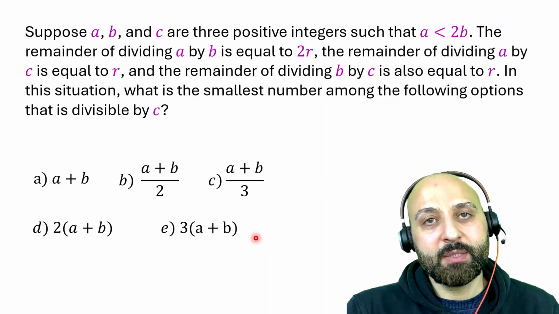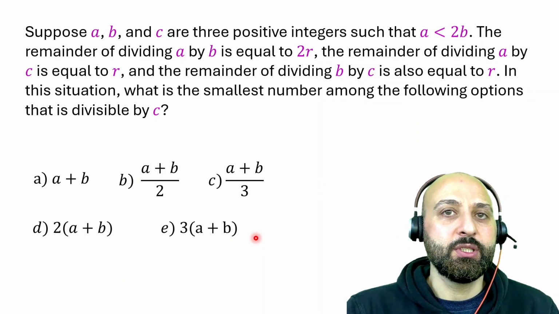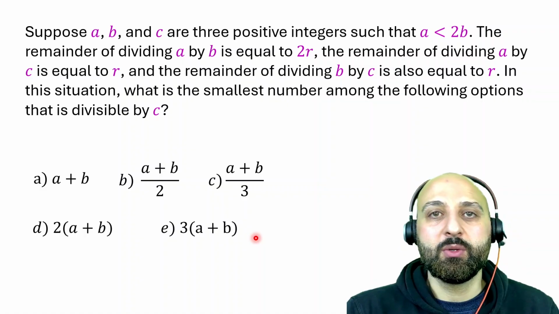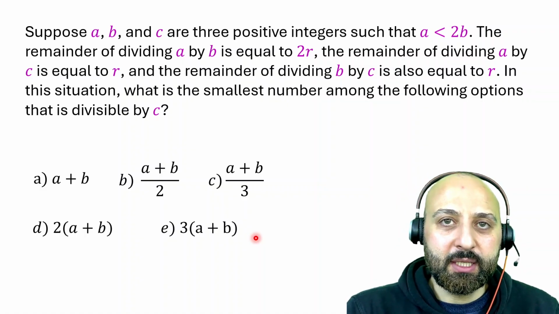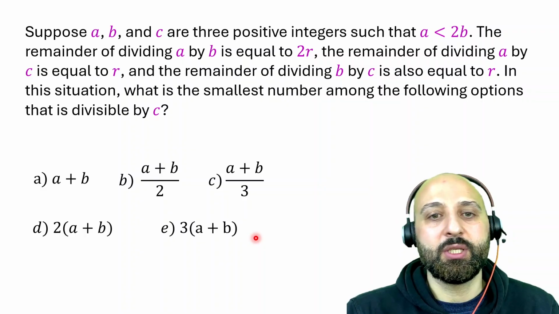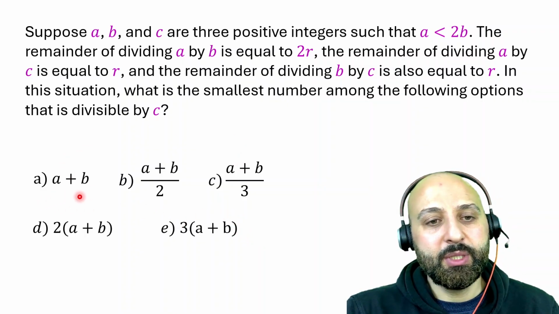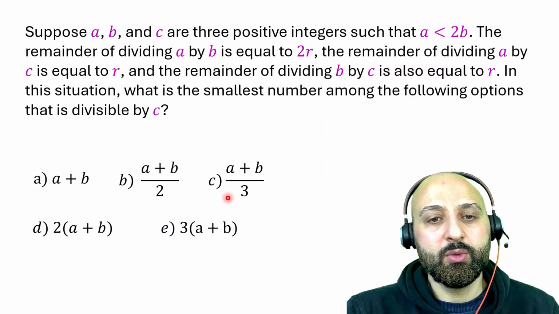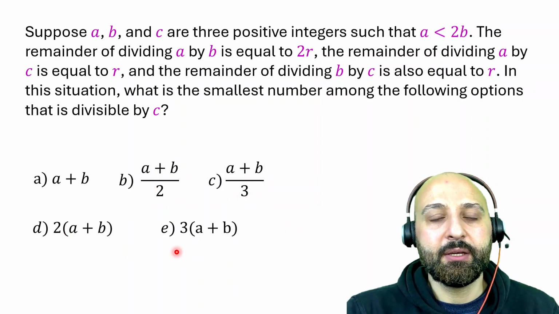The first round of Iran Mathematical Olympiad usually consists of multiple choice questions. You get 30 questions for 3 hours, 6 minutes per question on average. So maybe I spend 5 to 10 minutes trying to solve this exercise and then come back and see the solution. So these are the options that we have. A is a plus b, B is (a + b)/2, C is (a + b)/3, and D and E we have here.